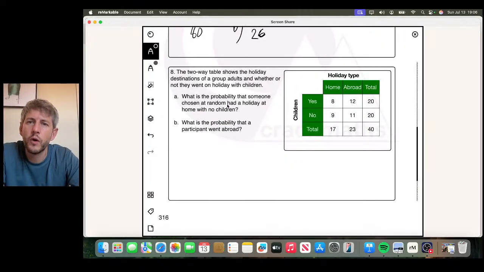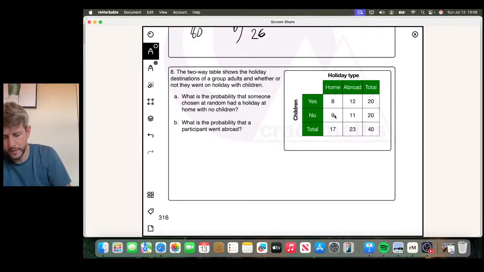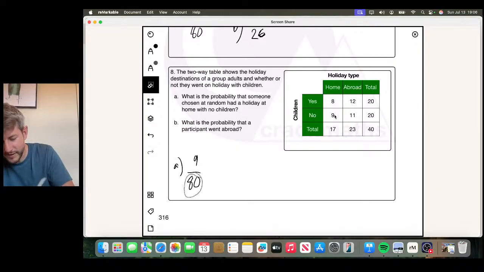Question 8. The two-way table shows holiday destinations of a group of adults and whether or not they went on holiday with children. A, what is the probability that someone chosen at random had a holiday at home with no children? That's home and no, so that's these 9 people here. So that's going to be 9 out of, random, so it's everybody. Oh, it's not 80, it's 40.